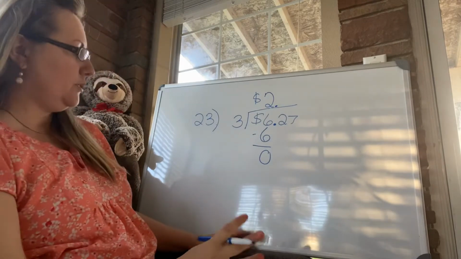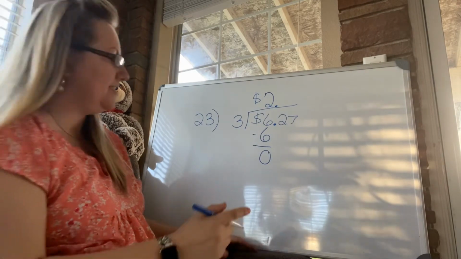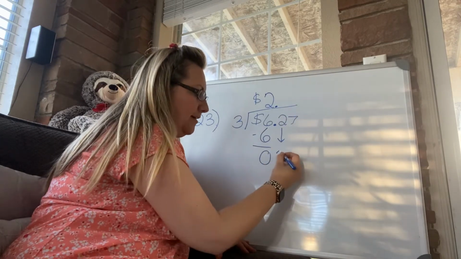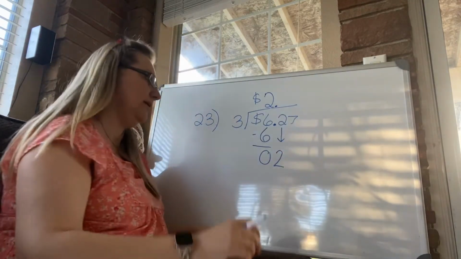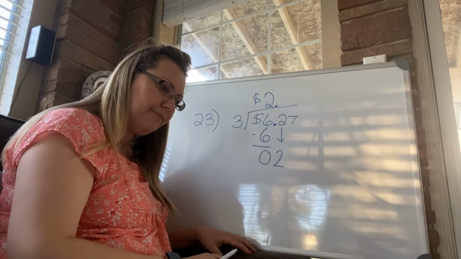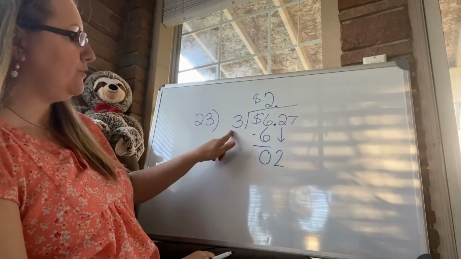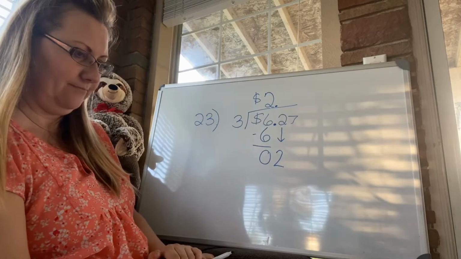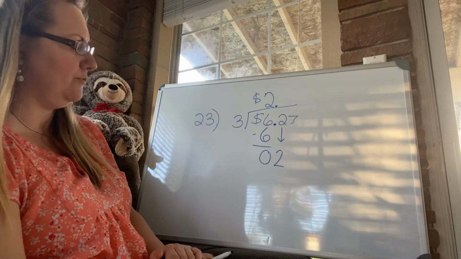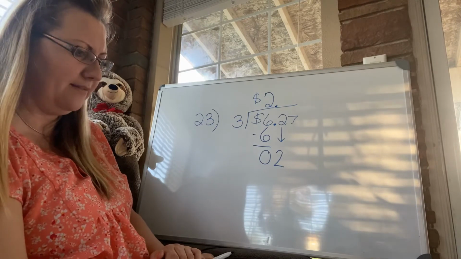Okay, so we're not finished, obviously. We have another number, this 2, that we're going to very carefully bring down right under the other one. And we're going to think for a moment, what times 3 gives you 2? Well, there's nothing times 3 that's going to give you 2. That just doesn't work at all.